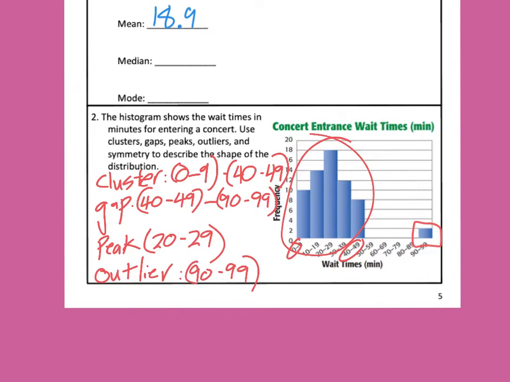And what is the shape of our distribution of data? Well, again, it goes up here and then it comes down. That's pretty symmetrical. I'm going to say it's still symmetrical, even though it's kind of skewed to the left. But we're going to say that it's symmetrical. Okay, so pretty easy there. Now let's move on to our next activity.